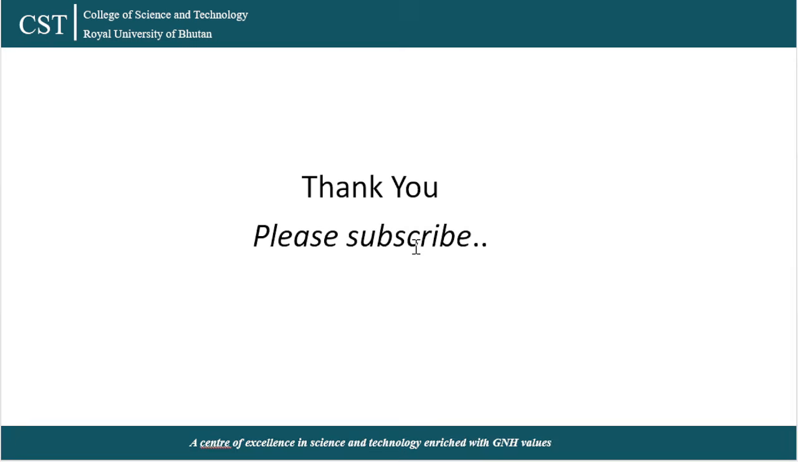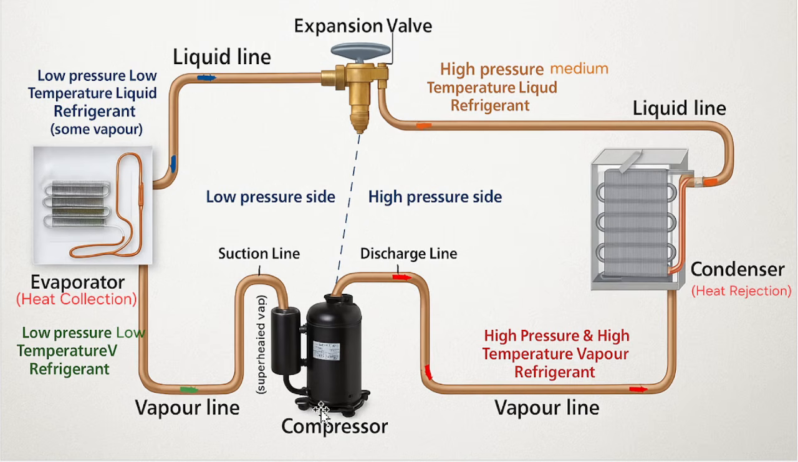So let's start with the compressor. The compressor takes in low pressure, low temperature refrigerant vapor through the suction line and compresses it into high pressure, high temperature vapor.